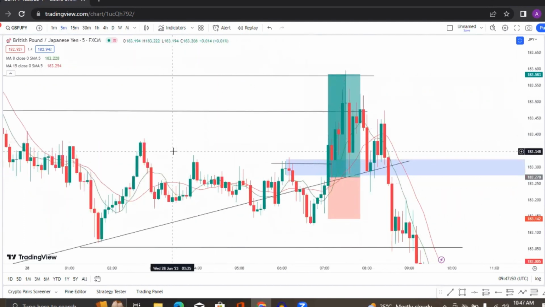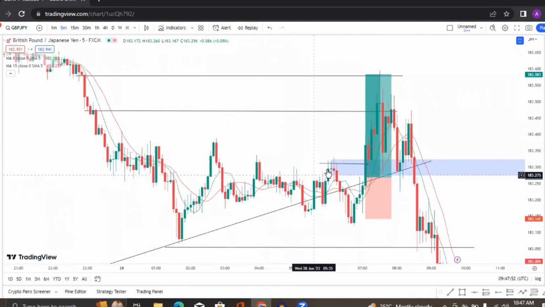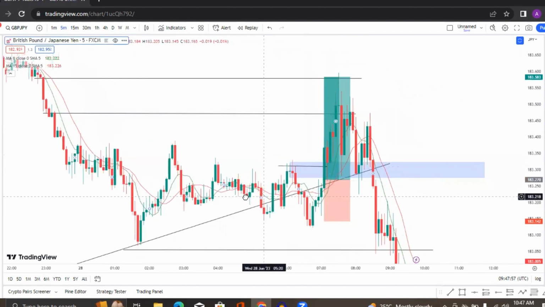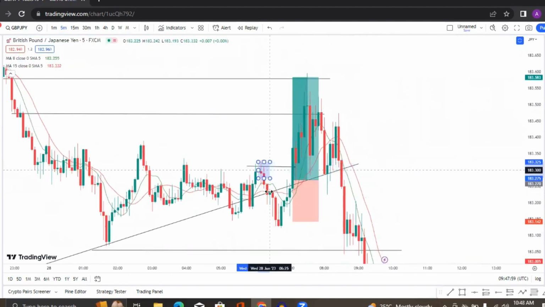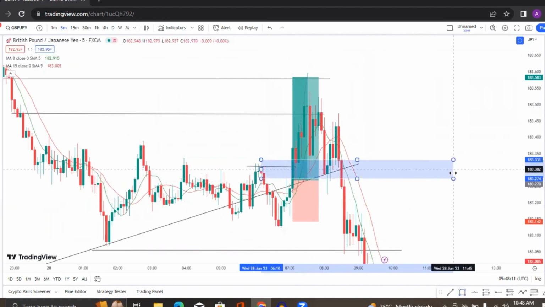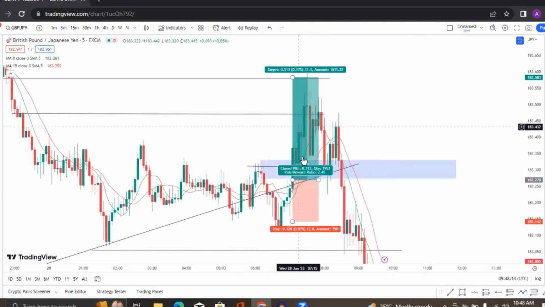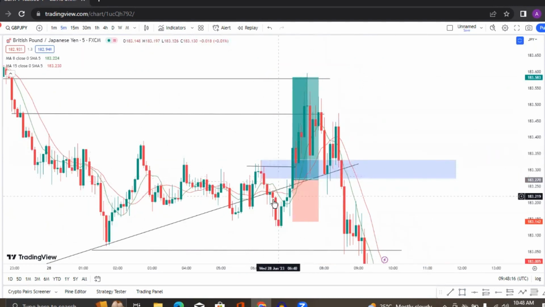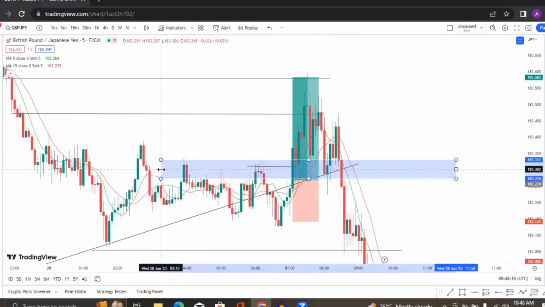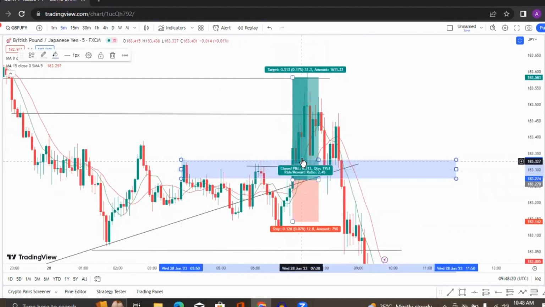So I drew my supply zone right here. This was where I picked my supply zone, using this previous week right here. Yeah, this one right here. After picking this week, I just extended it right here, and then waited for price to break this supply zone, or respect the supply zone. If price was going to respect this supply zone, I would have entered for a sell trade again, but price broke it.